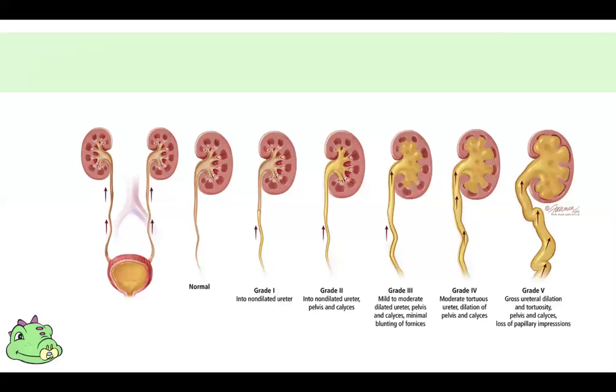This is a grading for VUR. I don't think it's particularly important to know, but essentially the grade will dictate what the management is. So grades 1 and 2 are quite non-severe, whereas with grades 3 to 5, you're getting more and more severe, and the risk of complications is increasing.